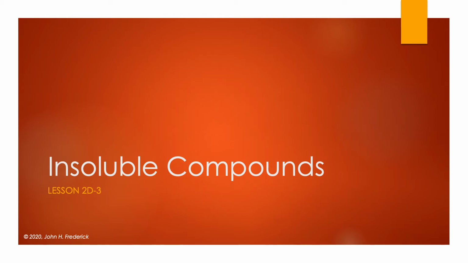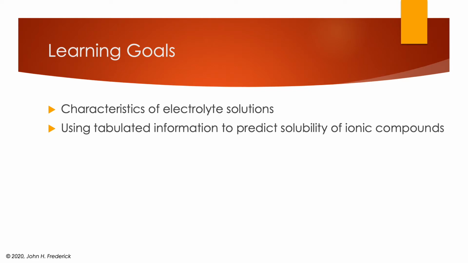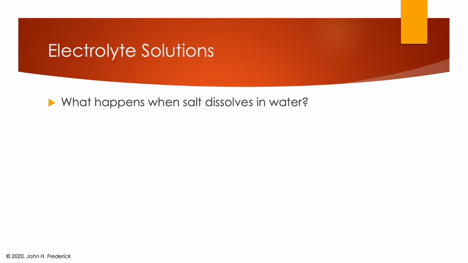We've made some effort to define concentration in the solution. Now it's time to talk about another type of compound, one that does not dissolve as readily in water. Our learning goals for this are going to be to define the characteristics of electrolyte solutions and then how to use tabulated information so that we can predict when compounds are going to be soluble or insoluble.